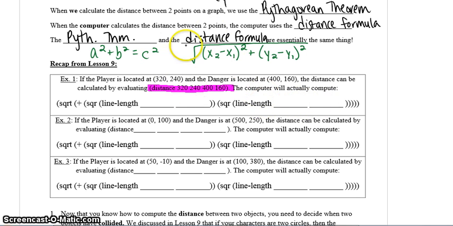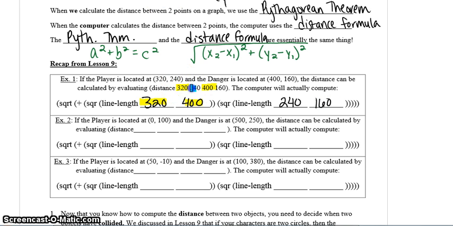So we have to keep in mind that we want to keep the x's together. So the 320 and the 400 need to be together because we're calculating the distance between them, the distance between the 2 x's. And then separately, the other line length function needs to calculate how far apart the 2 y values are, 240 and 160.